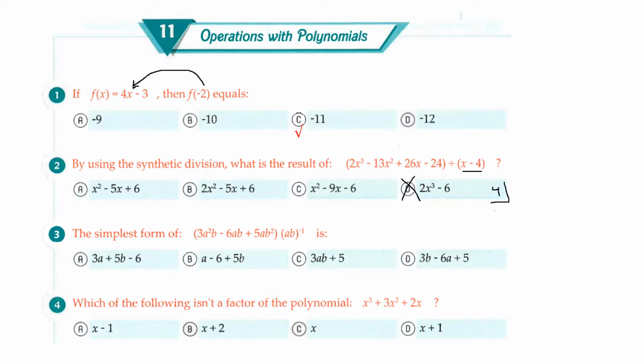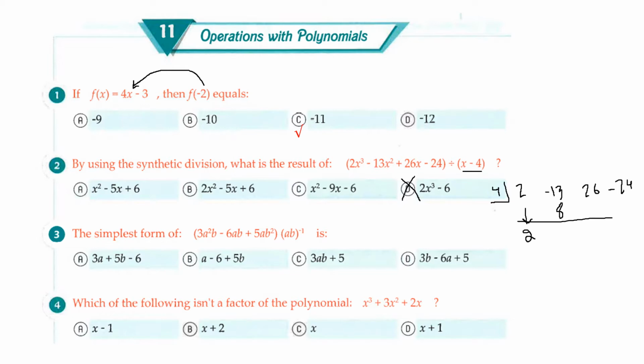And then the coefficients of all the numbers: 2, negative 13, 26, negative 24. Okay, and keep your eyes on the answers to be quick. The first step is to drop the 2 down. Remember that? We'll drop the 2 down. And then we're going to multiply 2 by 4. We are going to get 8.